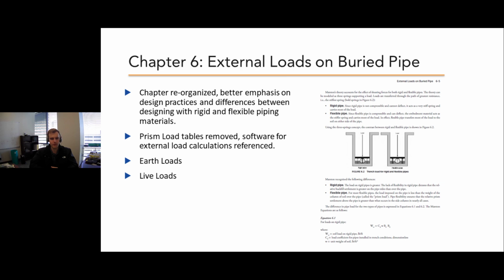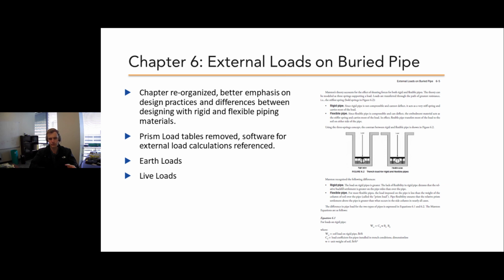Prism load tables have been removed. That was something that took up a number of pages in the old handbook. We've tried to make this edition more concise. It's been replaced with references to software for external load calculations. If you do really like the Prism load tables, I believe we still have the old edition of the handbook available. And in that chapter, there should be 5 to 10 pages of example Prism loading for different soil depths, different live loading like HS20 or railway loading, E80, stuff like that.